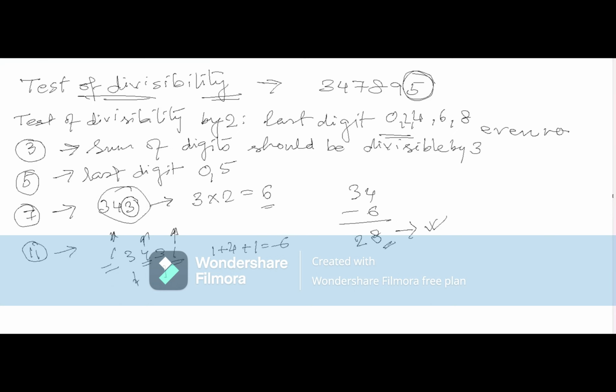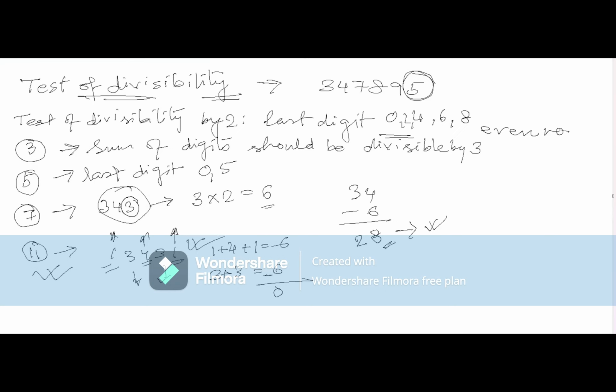Now what is 3 plus 3? 3 plus 3 is equal to 6. Now I will minus this. If I get 0 or 11, then it is divisible by 11. Hence this is divisible by 11. So these are the tests of divisibility.